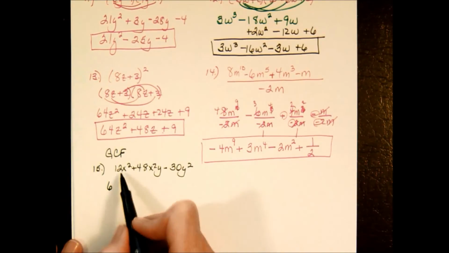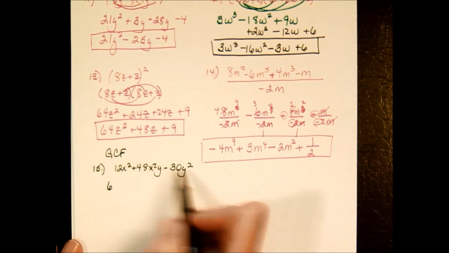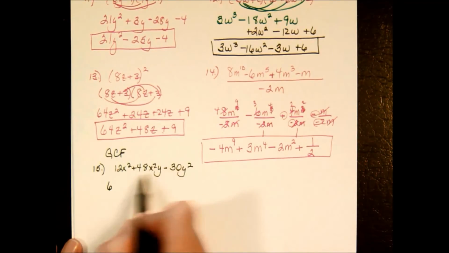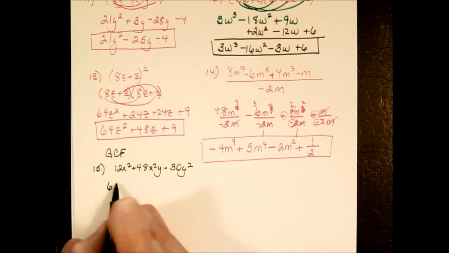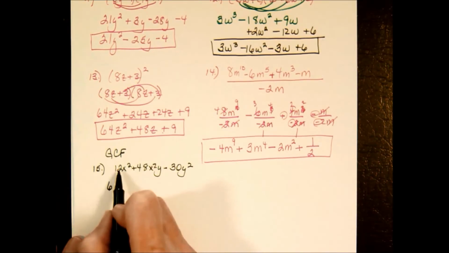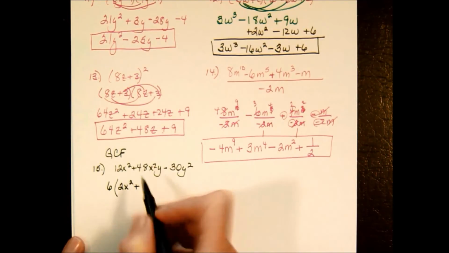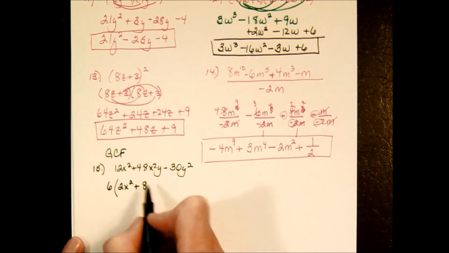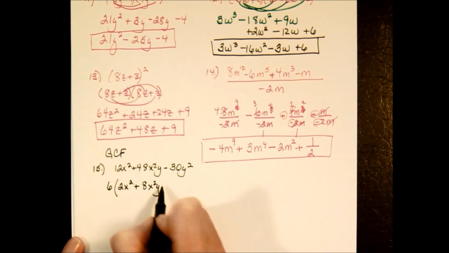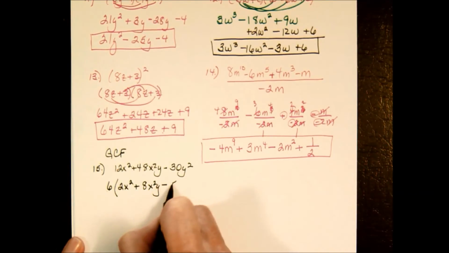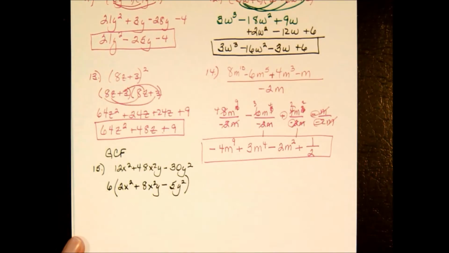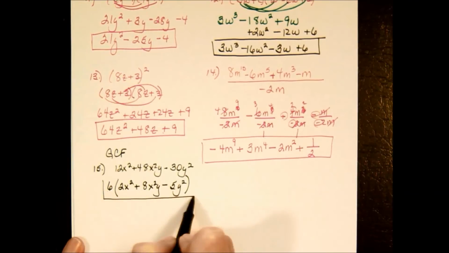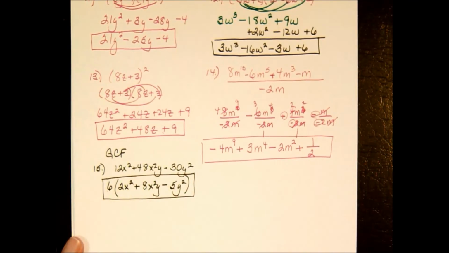This one has an x squared, and this one does, but this one doesn't, so I can't factor out an x. These two have y's, but this one doesn't, so I can't factor out a y. So let's see what's left. 6 goes into 12 2 times with an x squared left. 6 goes into 48 8 times with x squared y left. And 6 goes into 30 5 times with y squared left. What's left is not factorable, so the only thing that you could factor out in that particular case was that 6.